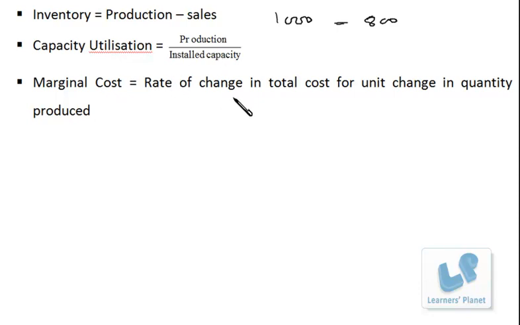Marginal cost is the rate of change in the total cost for unit change in quantity produced. We will be discussing these terms when we will be solving the problems, so don't try to mug up the things. You just try to understand the terminologies. So when we will be discussing the problems, the terminologies do not look new to you, right?